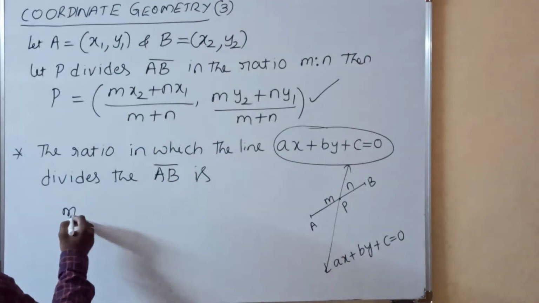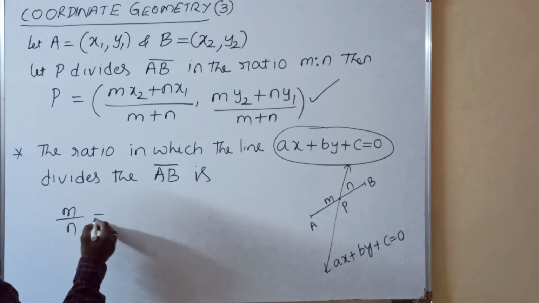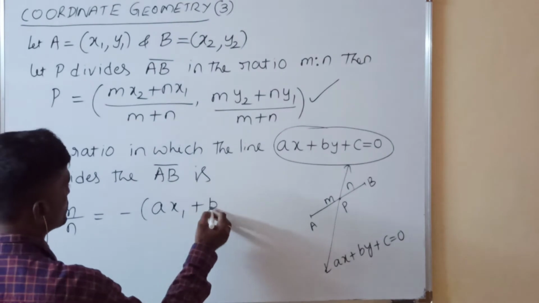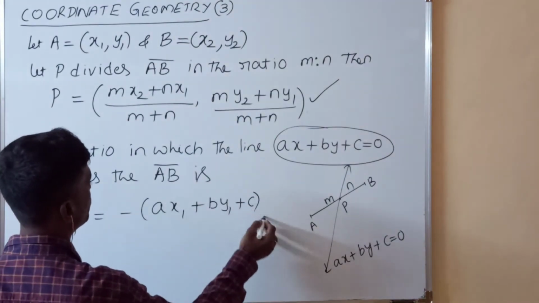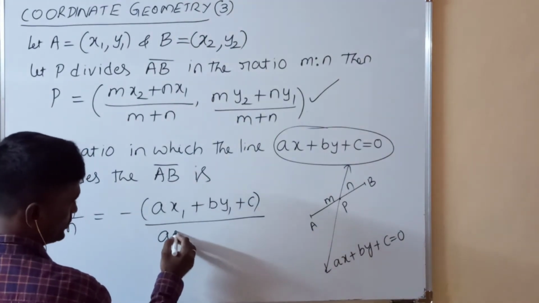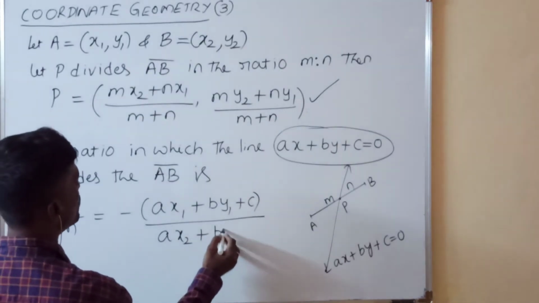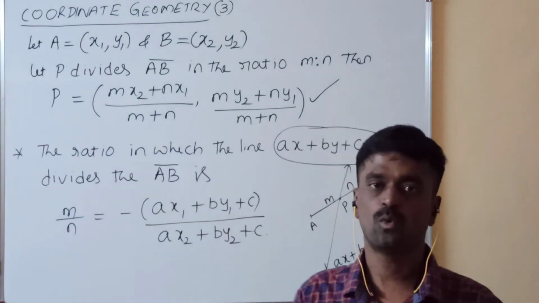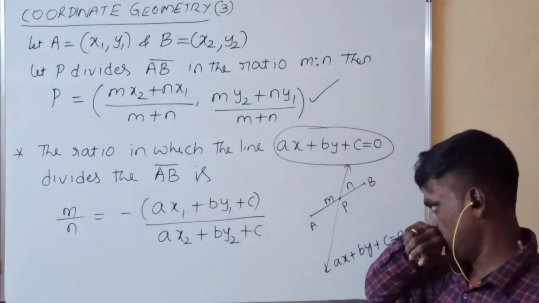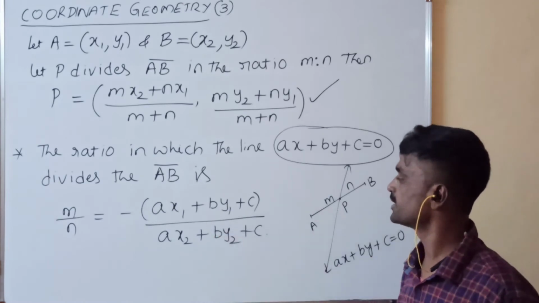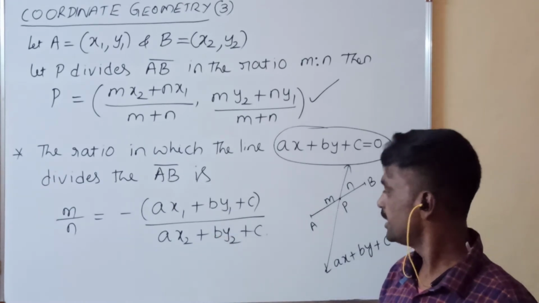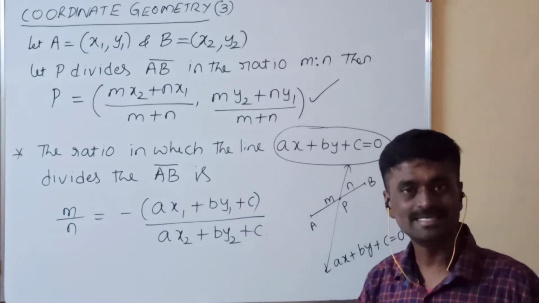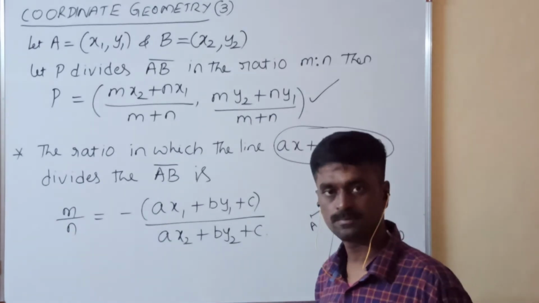I am writing the ratio m by n, or m is to n, will be minus of Ax1 plus By1 plus C by Ax2 plus By2 plus C. So this is the required ratio. So you can remember this formula also easily. You have to remember only minus.